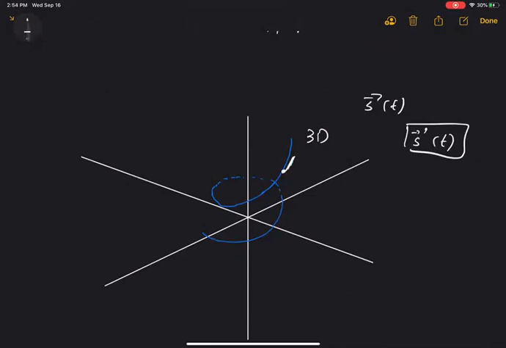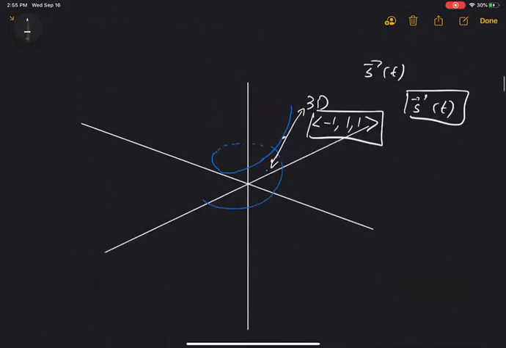So maybe I find s prime of t and it gives me a vector, and that vector has coordinates. Let's say it's pointing back in this direction. Maybe it has coordinates, how about -1, 1, 1. What does this mean? It means at this point, if I drew a tangent line to this curve at that point, this tangent line is parallel to this vector.